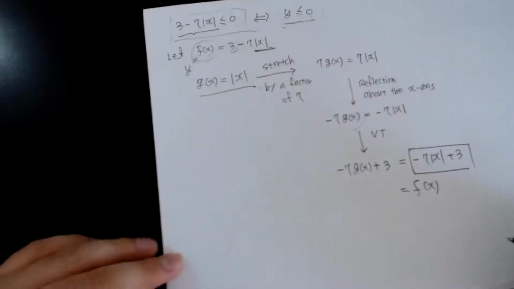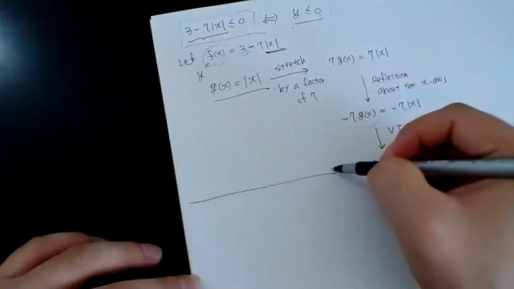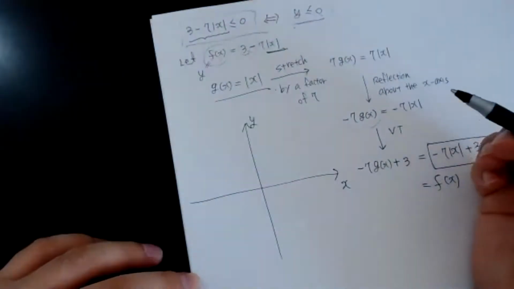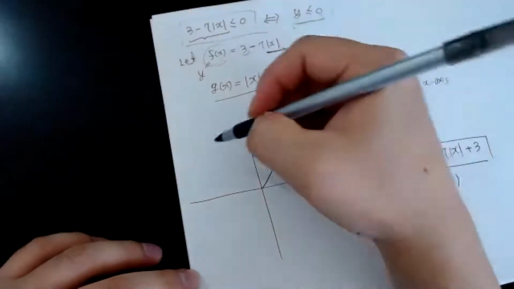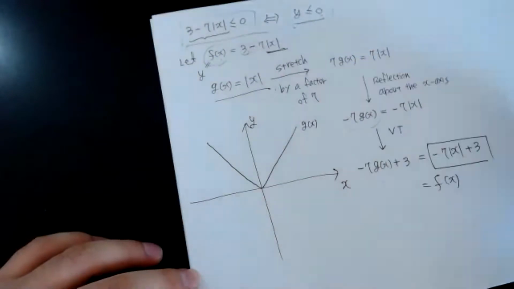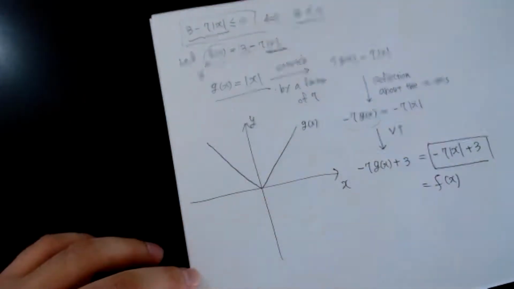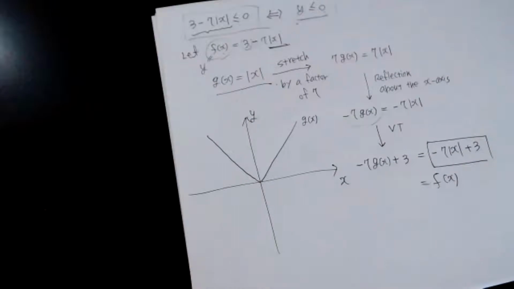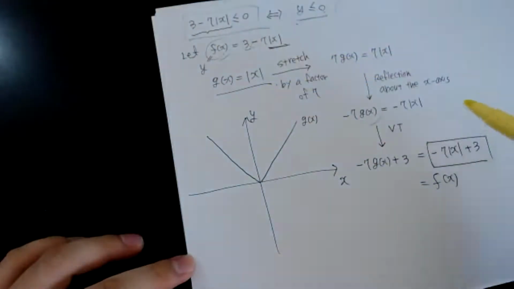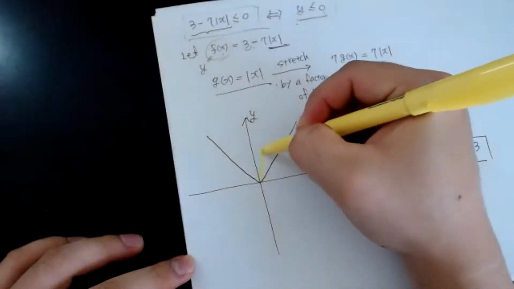So starting from the graph, with the y-axis and x-axis, the graph of the absolute value of x is this, right? This is the graph of g of x. Then now, we stretch the graph of g of x by a factor of 7, then we'll make it this.